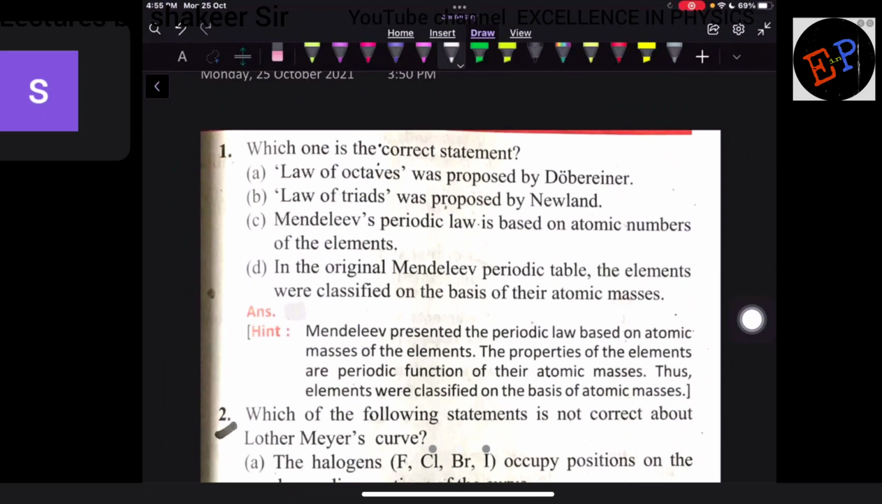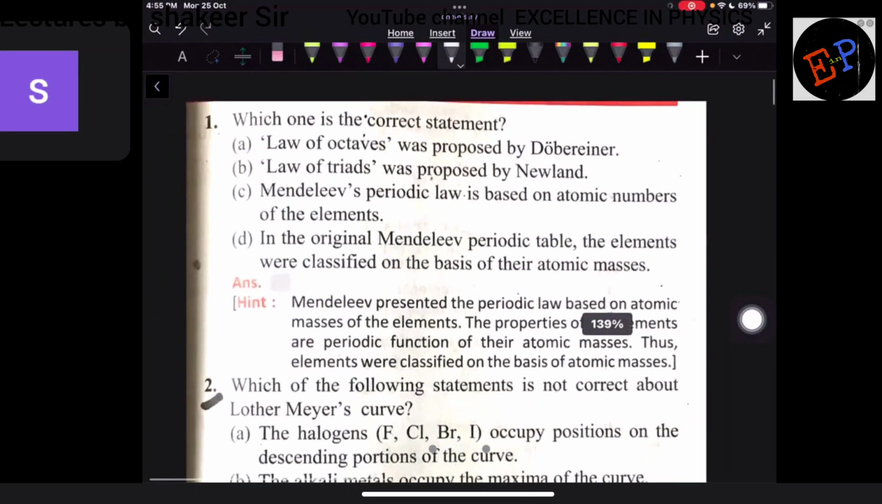Okay Seema. So up to now, whatever we have discussed in the periodic table, we are discussing some questions based on that. Seema, which of the following is a correct statement here?